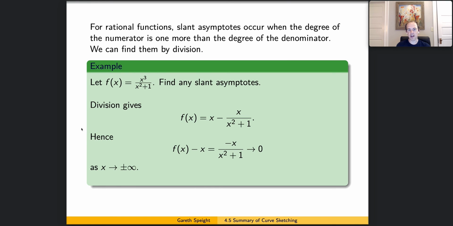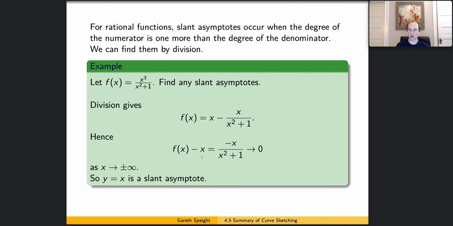So if we look at the difference f of x minus x, that's minus x divided by x squared plus 1. Now that right side goes to 0 as x goes to plus or minus infinity. Right, so we had to take away the x. If we just started with our formula f of x, it wouldn't go to 0 as x goes to plus or minus infinity. But once we take away that x, it does. So y equals x in this case is our slant asymptote.